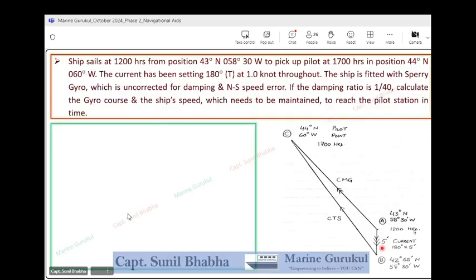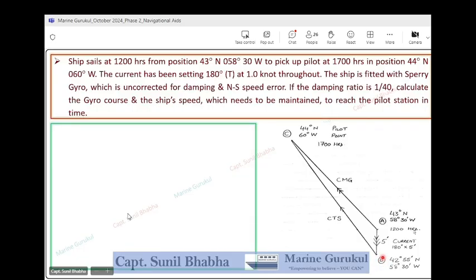So you can see 3 arrows put here. That is the symbol for current. And the magnitude is also mentioned here as 5 nautical miles. This is the set and drift of the current, 180 into 5 miles. Now if you move from position A in the direction of the current, after 5 nautical miles, the position where you will arrive is this position Bravo.